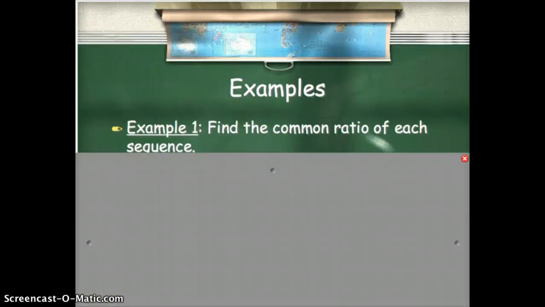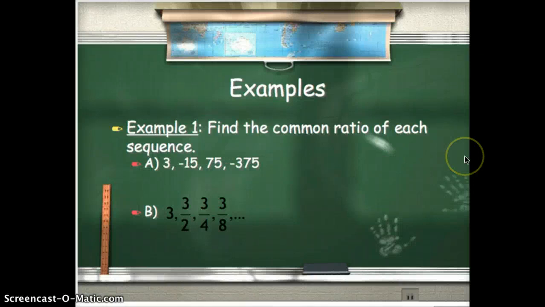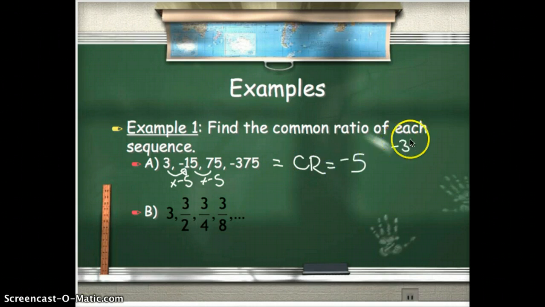Okay, so I want you to find the common ratio of each sequence here. So try these both on your own. Okay, so A was 3, negative 15, 75, negative 375. The way I usually like to look at it, if it's easy, is it looks like each time it's multiplying by negative 5. So my common ratio equals negative 5. And if you had a hard time doing that, you could have just taken two consecutive terms and divided them, like negative 375 divided by 75, that's negative 5. And that should work every time. If it's truly a geometric sequence, every single pair would have the same common ratio.